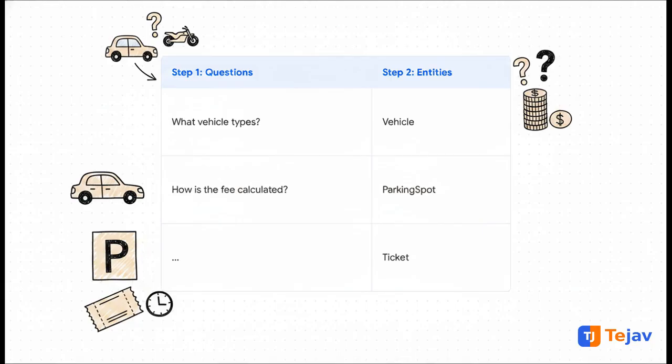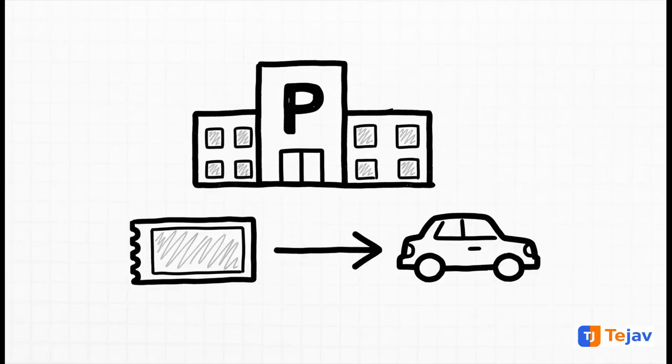And boom, the answers to those questions lead us right into step 2. We can immediately pull out our main entities. We're going to need a vehicle, a parking spot, and of course, a ticket. Now for step 3, the relationships. We can just say it in plain English. A parking lot is made up of, or has, many parking spots, and a ticket is associated with a single vehicle. See those simple connections? That's the skeleton of our entire system right there.